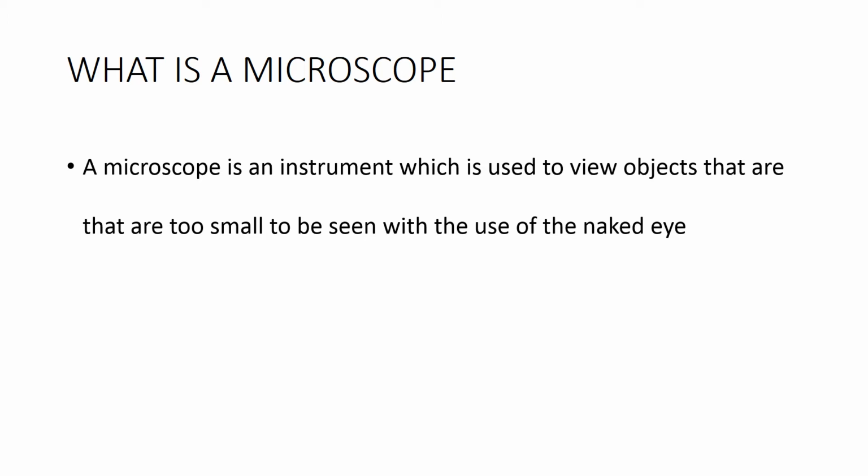So it therefore means that the eye has its own limitation. There are certain things that are beyond the scope of the eye. If something is too small, the eye wouldn't be able to see it, and therefore it is a microscope that is used to view things that cannot be seen with the eye. So we define microscope as an instrument which is used to view objects that are too small to be seen with the use of the eye.